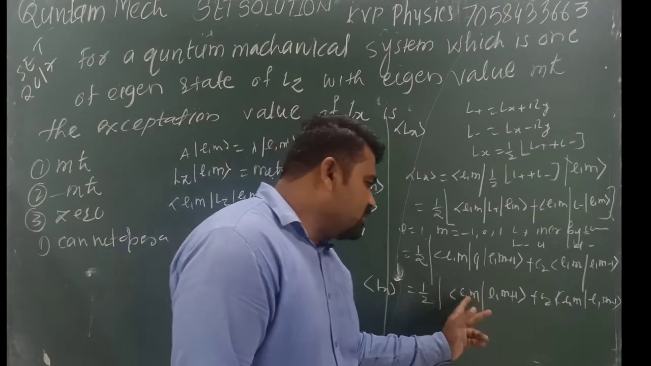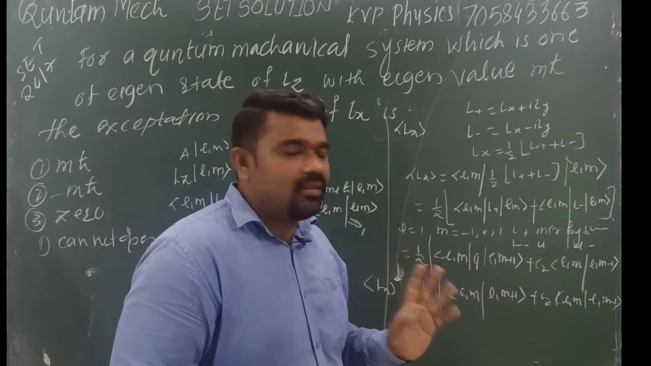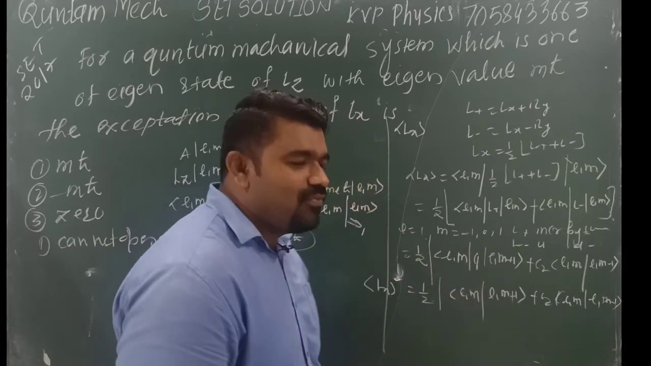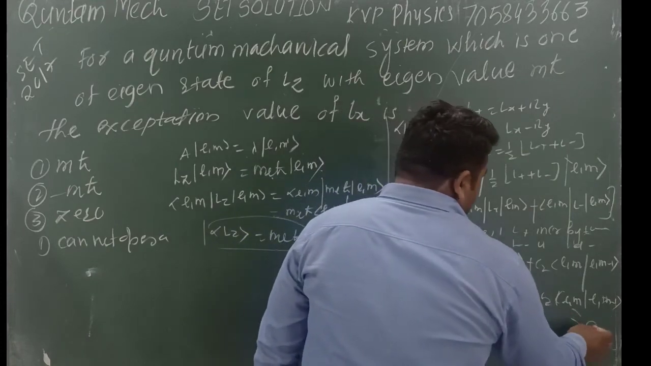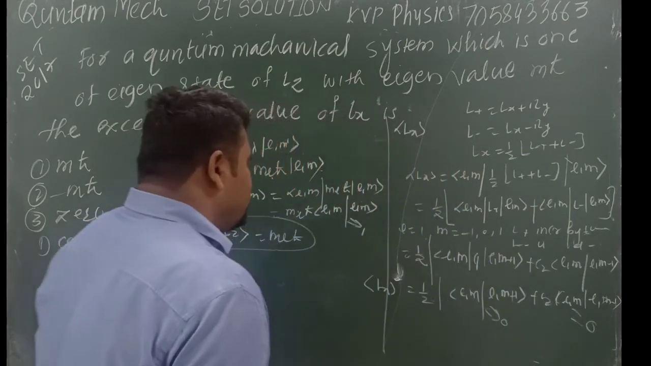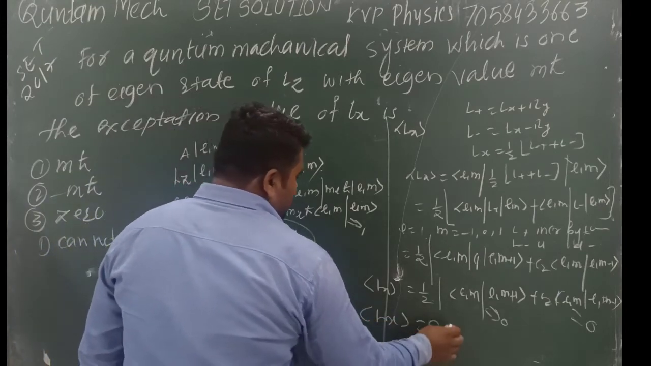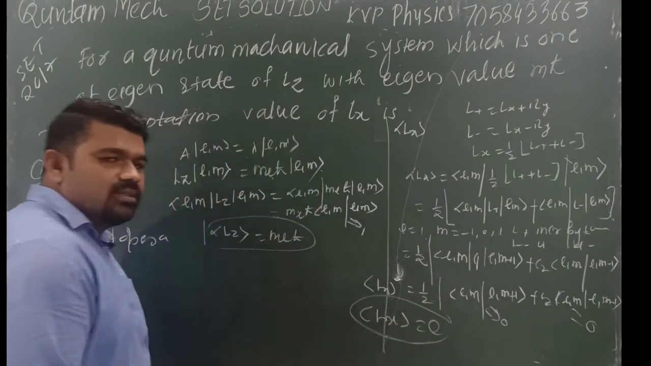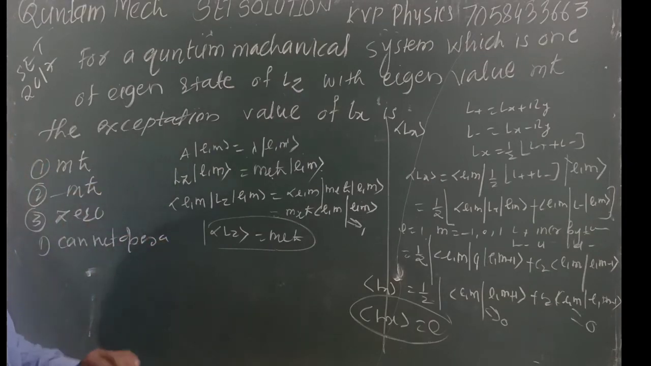Now, is this inner product the same or different? Here the inner product is different, always memorize this thing. Different states give 0, same state gives non-zero. So this one is 0, and 0 plus 0 means what is the expectation of Lx? The expectation of Lx is equal to 0. But again, one condition is very important in this case.